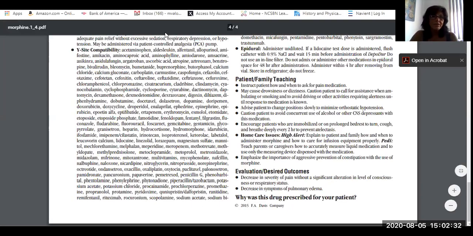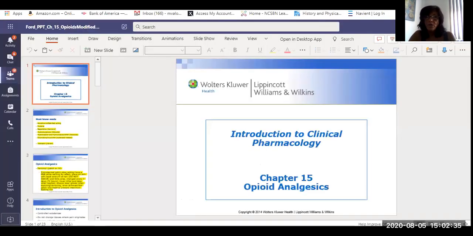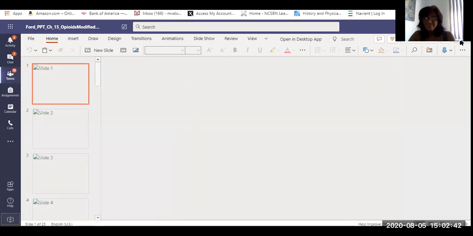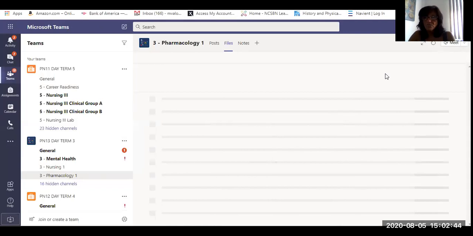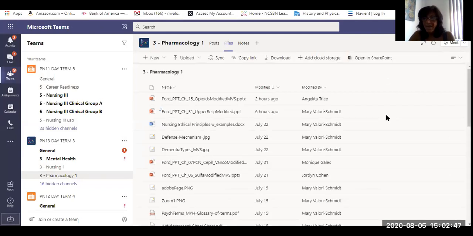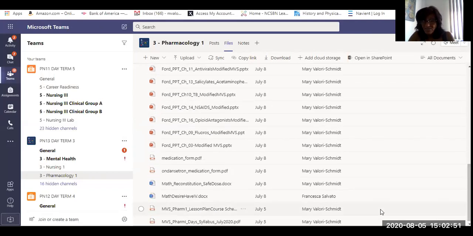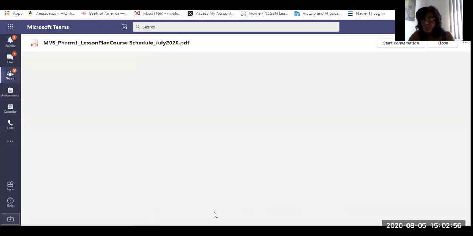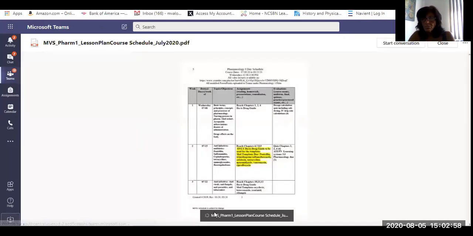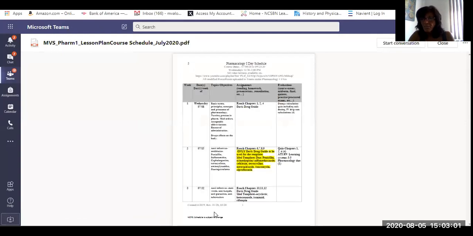And then the other thing, as far as what are we doing and when are we doing it? I'm back in Teams now, okay? There's a lesson plan, and the lesson plan is under files, and it's usually towards the bottom because that's when the class started. And there you go. Pharm 1 lesson plan. When you click on it, it gives you week by week, week by week, week by week of what you're supposed to be doing, right? You can make it bigger.